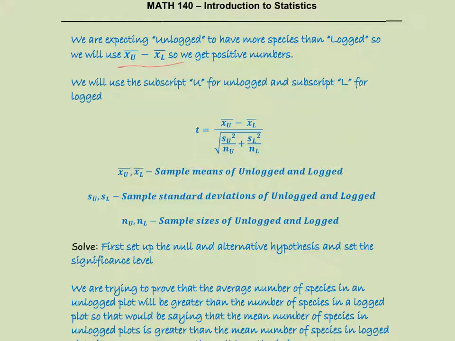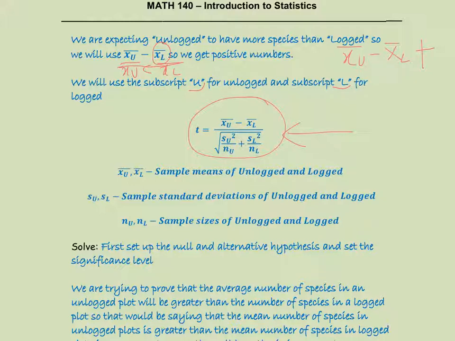We're expecting the number of tree species in logged areas to be less than the number of species in the unlogged areas. And that's the reason why we're taking unlogged minus logged. So this gives us a positive number. It's easier to explain a positive number. So we'll use the subscript U for unlogged and L for logged. So we write down the formula for the T statistic that we're going to use to find the p-value using table C. The formula that we use to find the T statistic is given here.